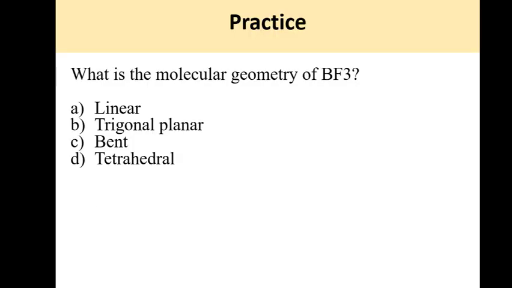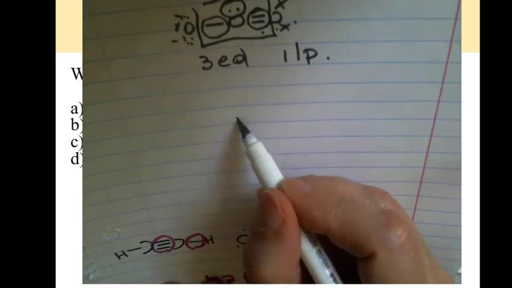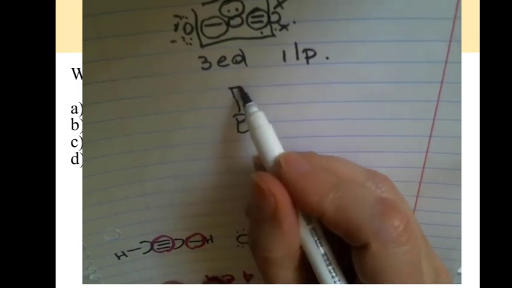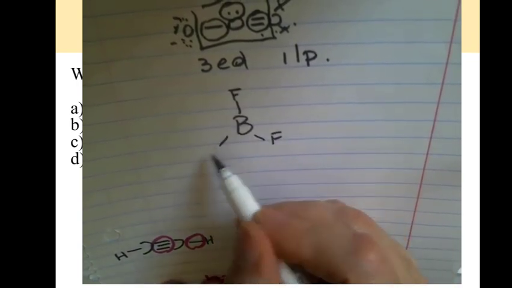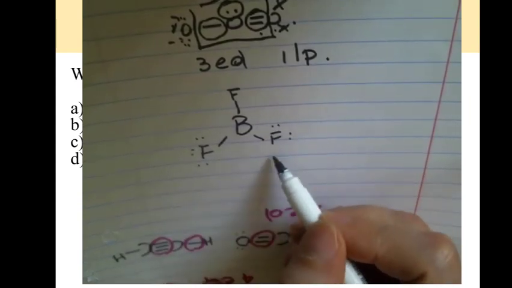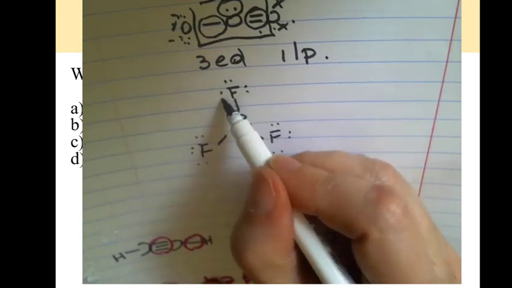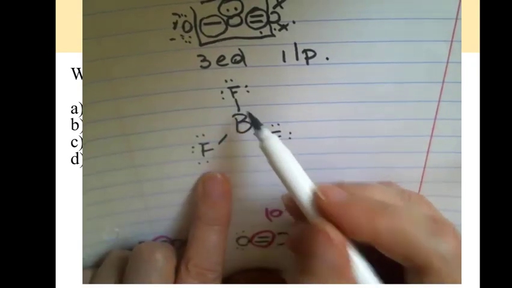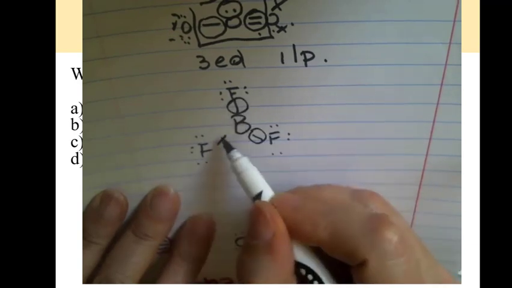Now for BF3, the Lewis structure, if you do it, is going to come out, remember that boron is an exception, so it likes to have an incomplete octet, so you're going to come out with a structure like this. And then the electron domains are going to be 3: 1, 2, 3.